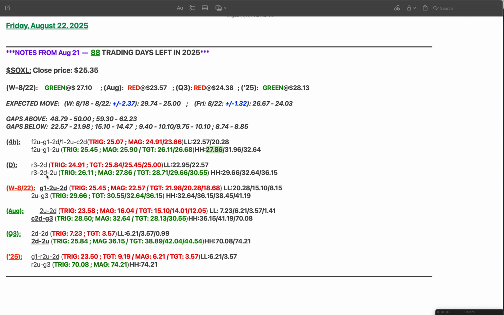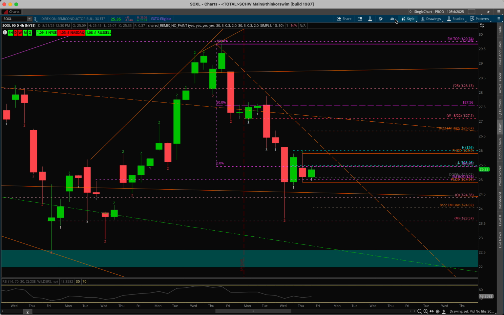We'll get a little bit better idea once we get down here in the day. But for right now, we've got our trigger to the downside, we've got our magnitude, or our first target, and then we've got our second target for the downside. And that's on the 4 hour chart. This again is our trigger to the upside on the 4 hour chart. We've got our magnitude and a couple of extended targets in case we get a really big run. So let's go ahead and switch to the day.